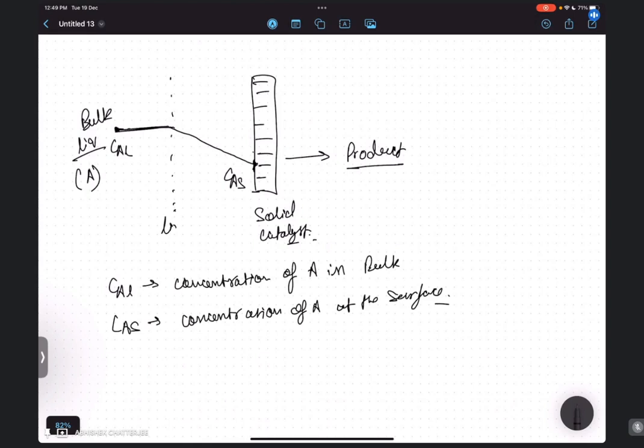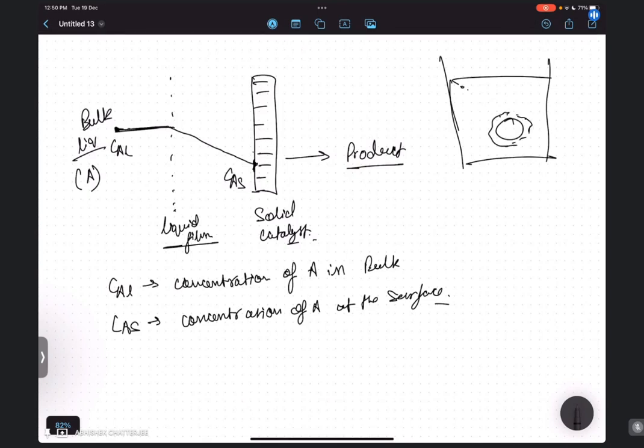Let this be our liquid film. Liquid film means, suppose you have a spherical catalyst and you have dipped it into a liquid. A liquid film will cover it. From this bulk liquid, this molecule will diffuse till the film, and from there it will diffuse to the surface.